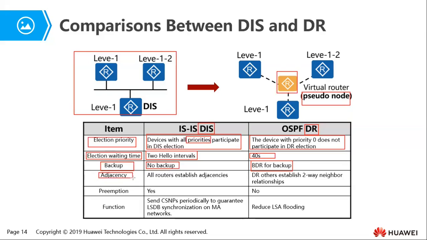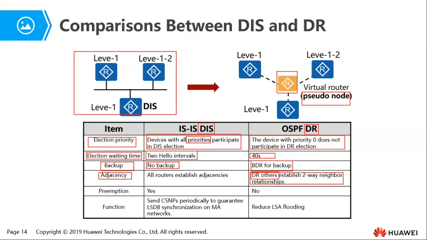Adjacency: we know that the DR and the BDR will form adjacency with all the other routers in an OSPF network. But DR others will not establish adjacencies.